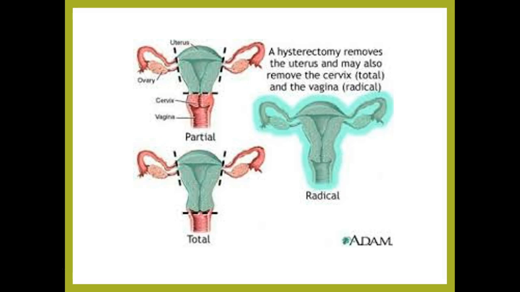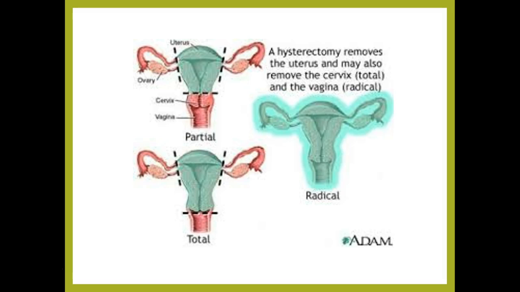And here is a picture of that. Okay, so we have a partial, and you can see there that it removes just the uterus. We leave the cervix and the fallopian tubes and the ovaries intact. We leave them there. That is good because if you're not a postmenopausal woman, those ovaries will continue to release hormones and prevent you, hopefully, from going into early menopause.